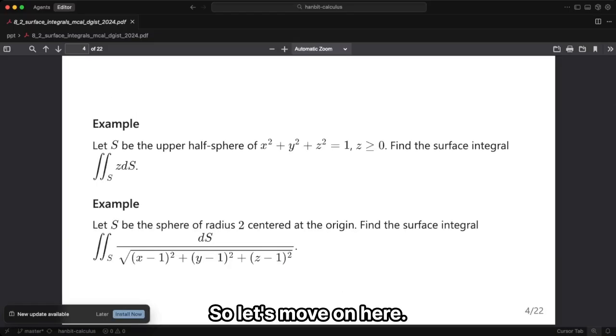So let's move on here. Oh, so this one, yeah. So we'll get there.